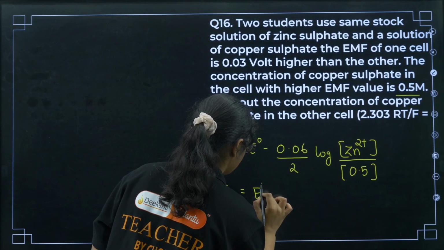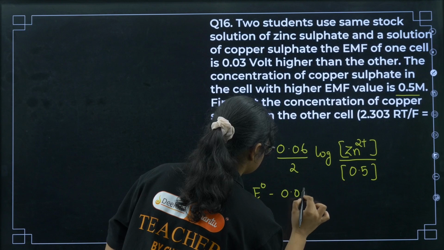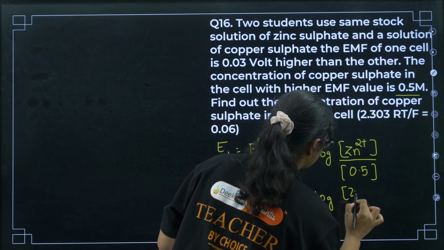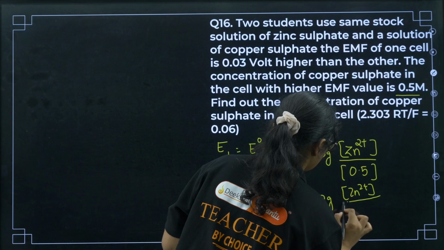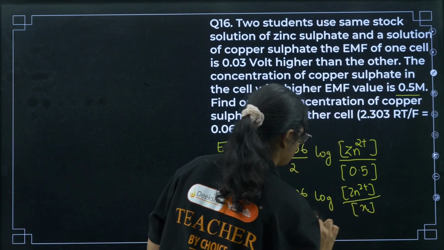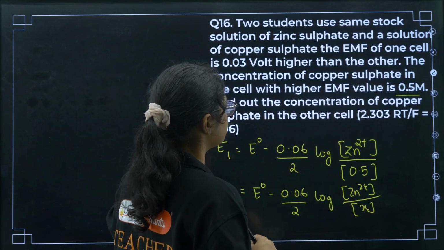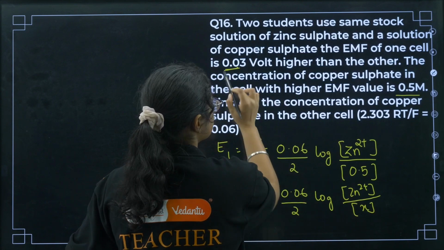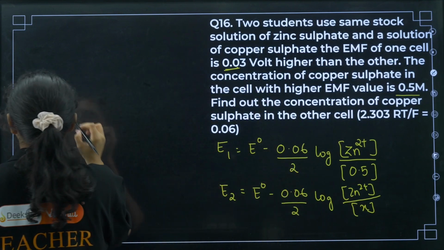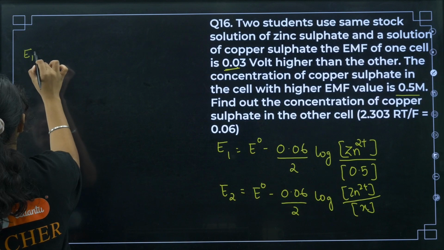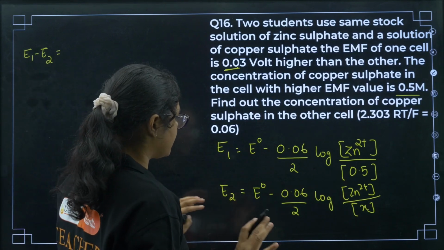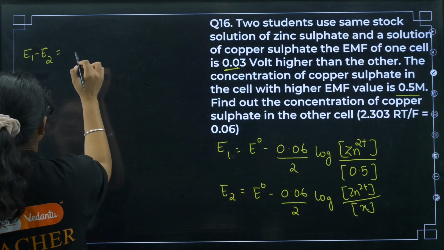So here E naught minus 0.06 by 2 log of Zn2 plus by x. Right, this value I don't know. Now the value of E1 minus E2 is given to you. How much is it? 0.03 volt higher. So if I do E1 minus E2, then what will I get? E naught will get cancelled. So I will write like this.